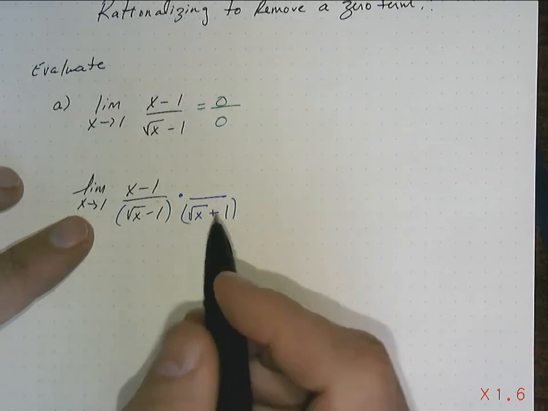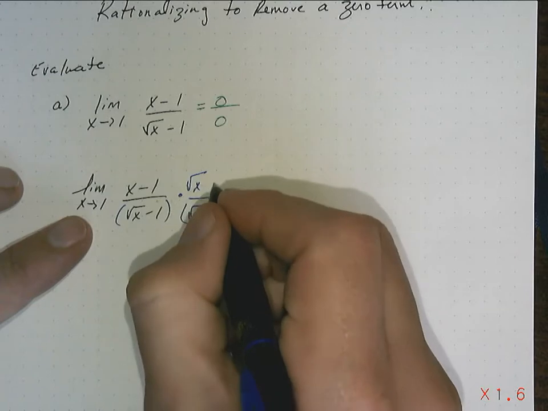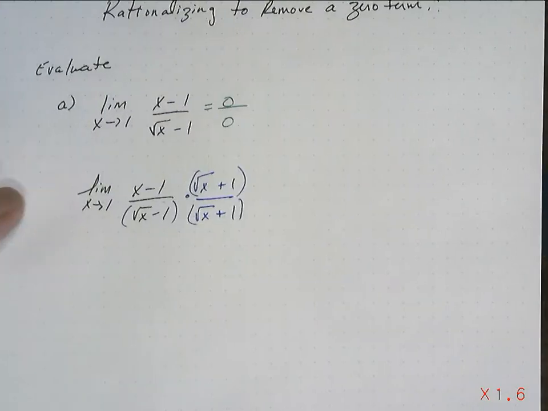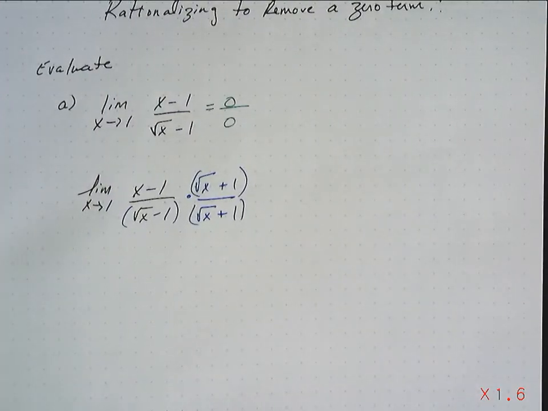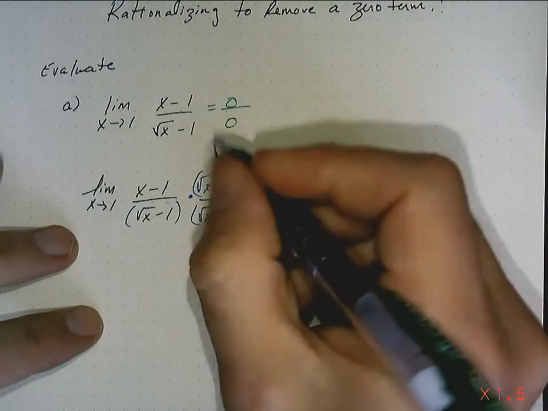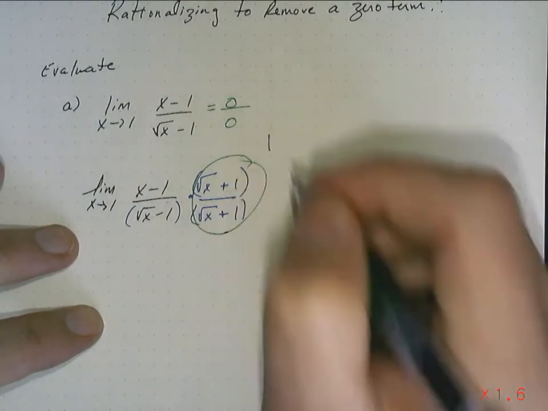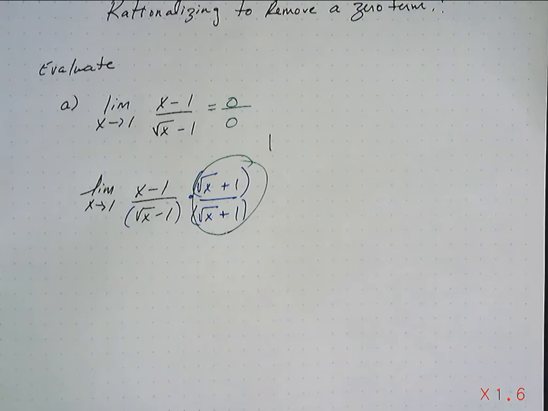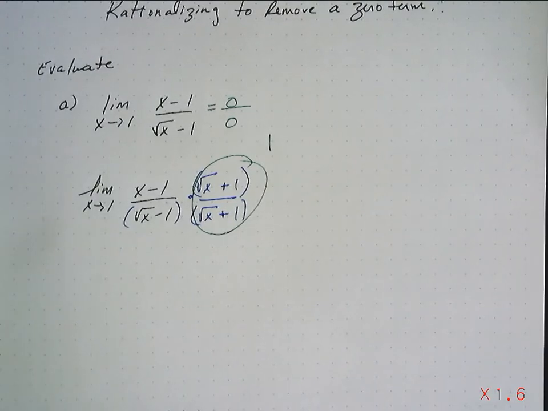That's why this works. But if I'm going to multiply the bottom by a conjugate, I need to multiply the top by the same conjugate. Because what this is now, ladies and gentlemen, is effectively 1. It's the same thing divided by the same thing. So I'm multiplying this by 1, which means I ain't changing it. It's going to look different, definitely, but its value doesn't change because I only multiplied it by 1.